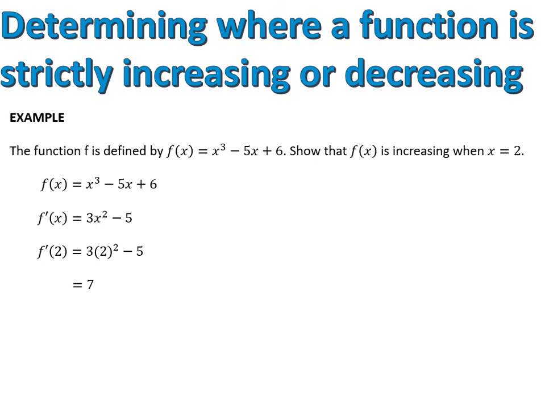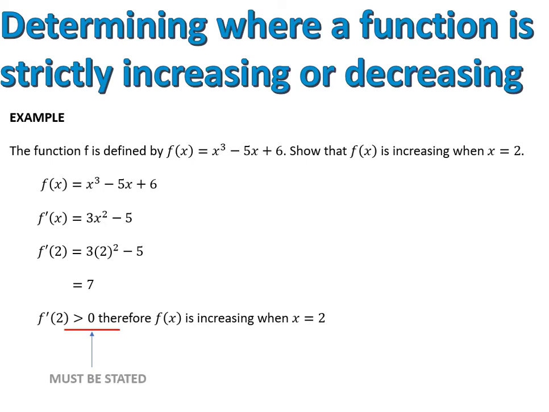Right, 7 by itself doesn't really tell us an awful lot, okay? What it actually tells us is the gradient. But more importantly, it's the fact that the gradient is positive. And if the gradient is positive, then the graph is increasing, in which case the function is increasing at this point, okay? So we just need to make that clear in terms of our answer. So f dash 2, in other words, when 2 is substituted into the derivative, it is greater than 0, and therefore f of x is increasing when x is 2.